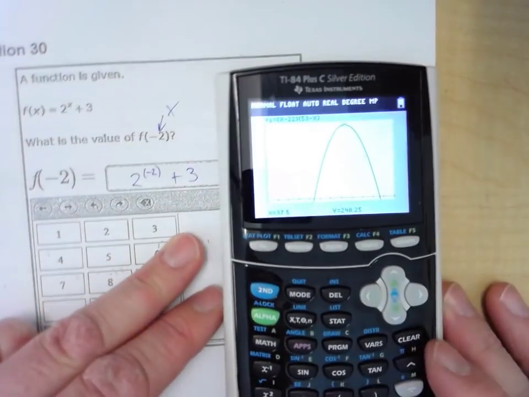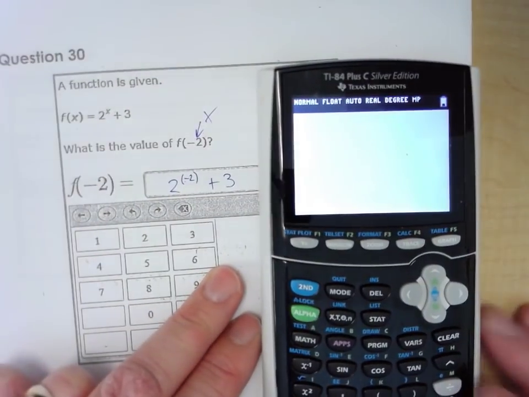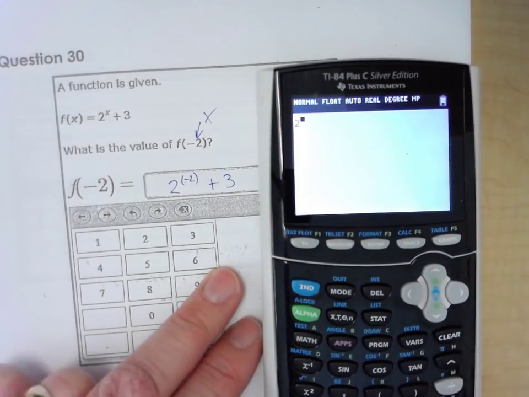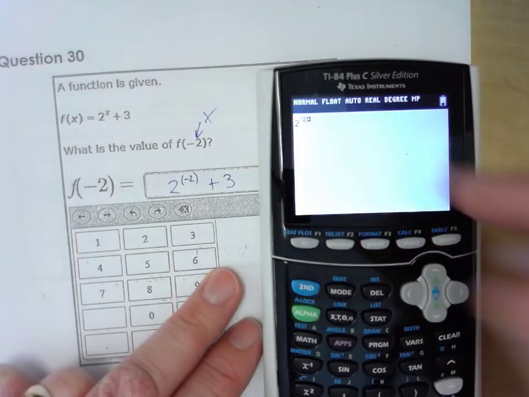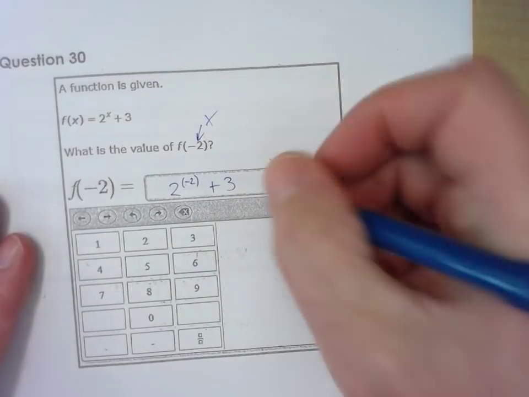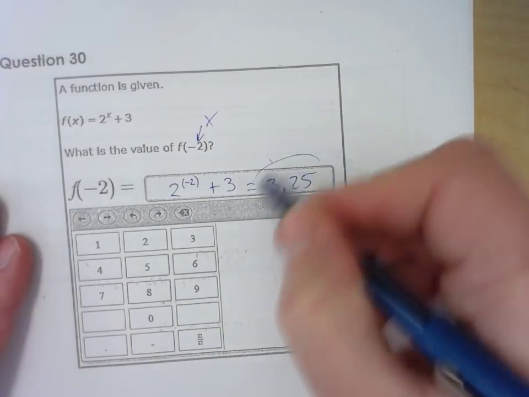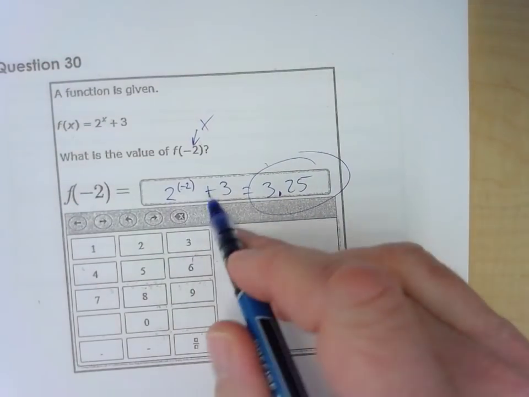So on the calculator, it looks like this off the home screen. You're going to do 2 to the power of negative 2. Now push yourself out, and then plus 3. And it is 3.25. Easy enough. And you just click that into the box. You don't need this part. I'm just showing you that's what it is. Okay, 33.